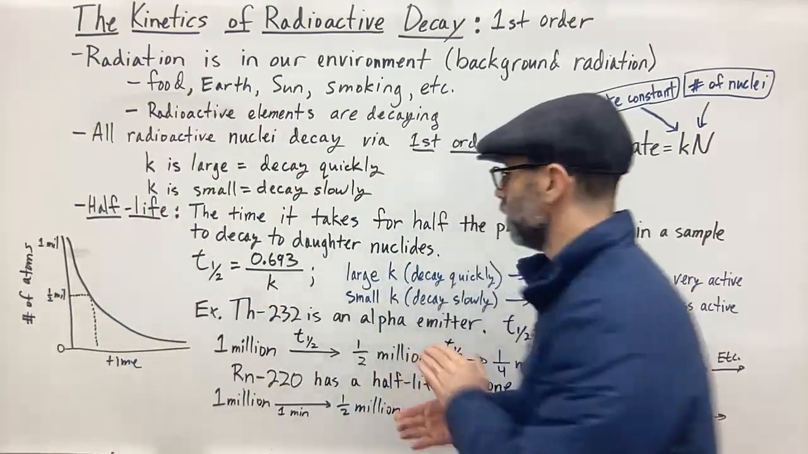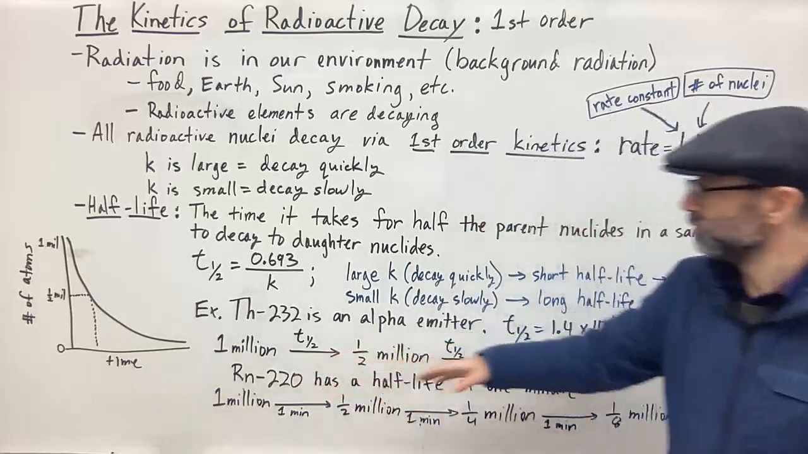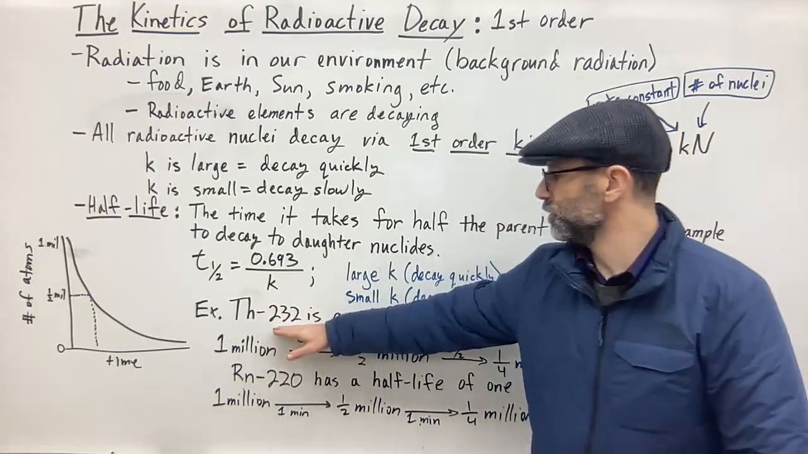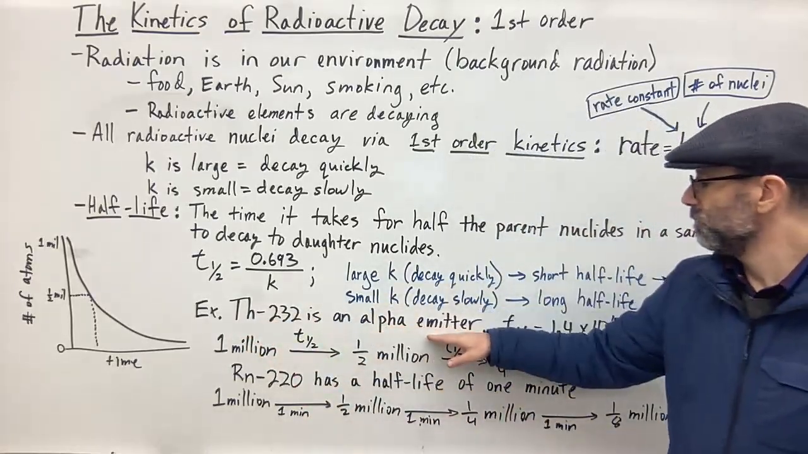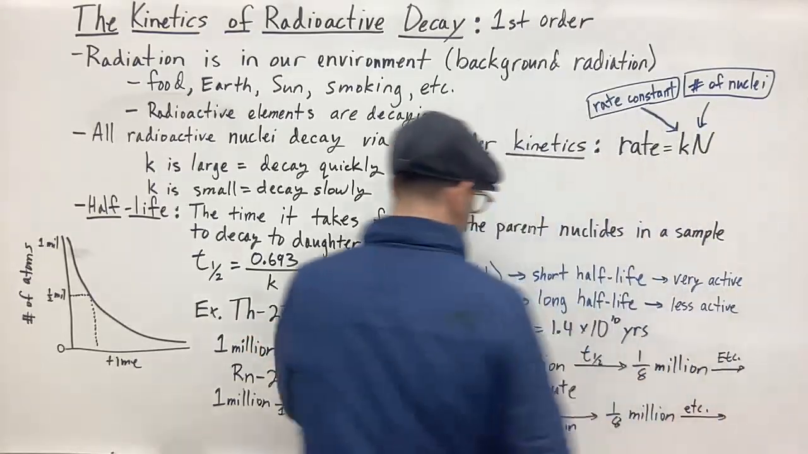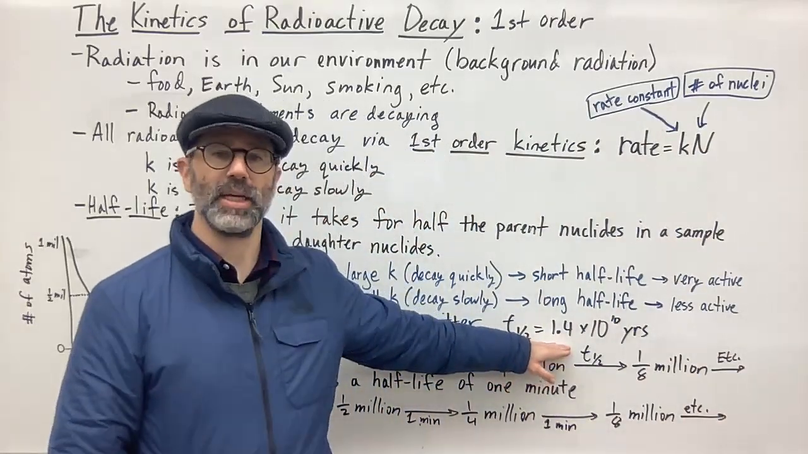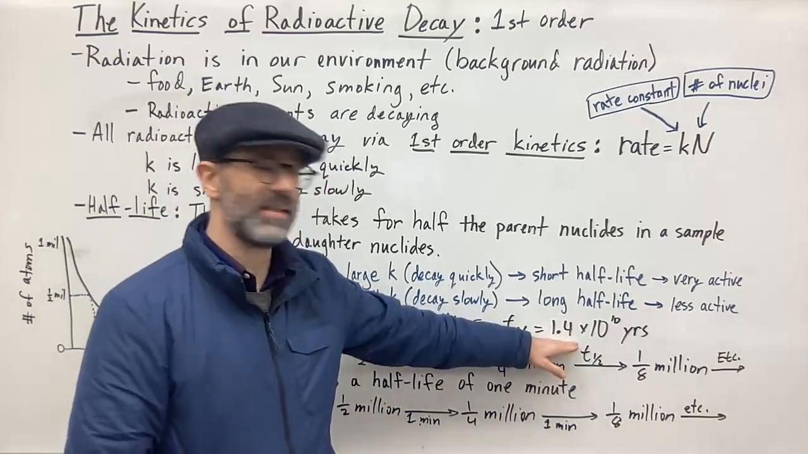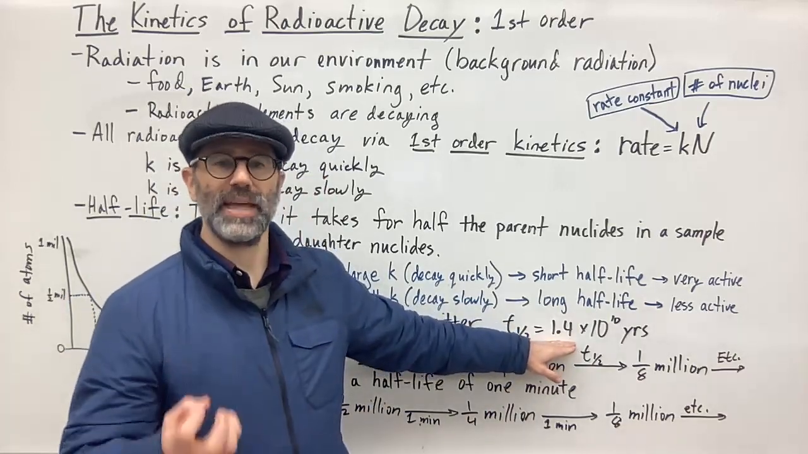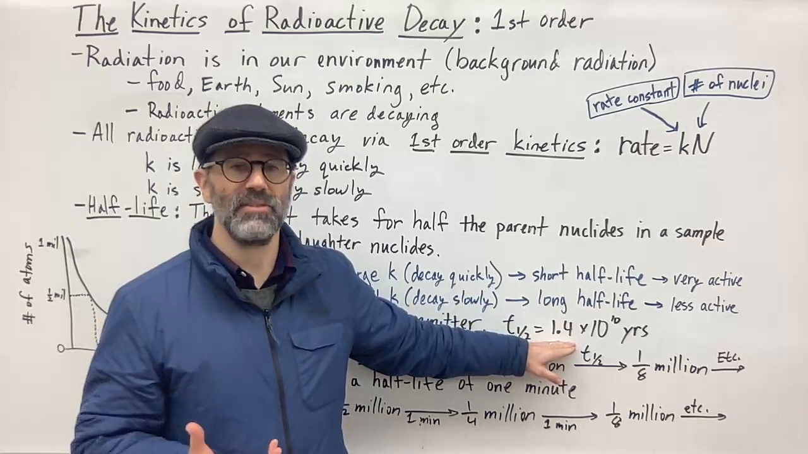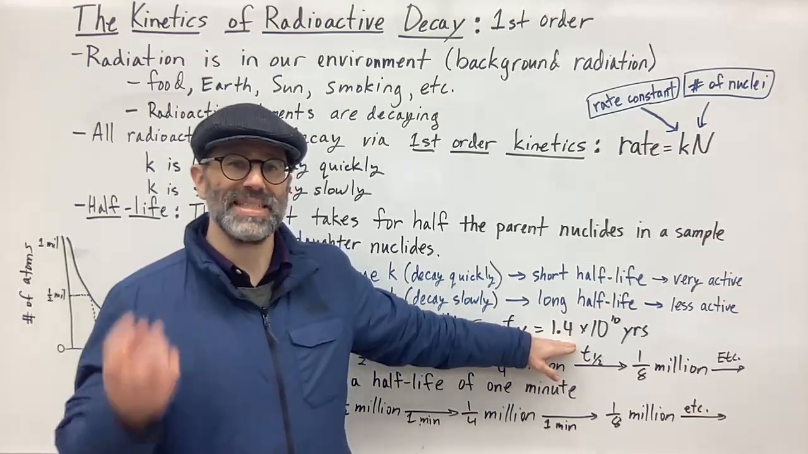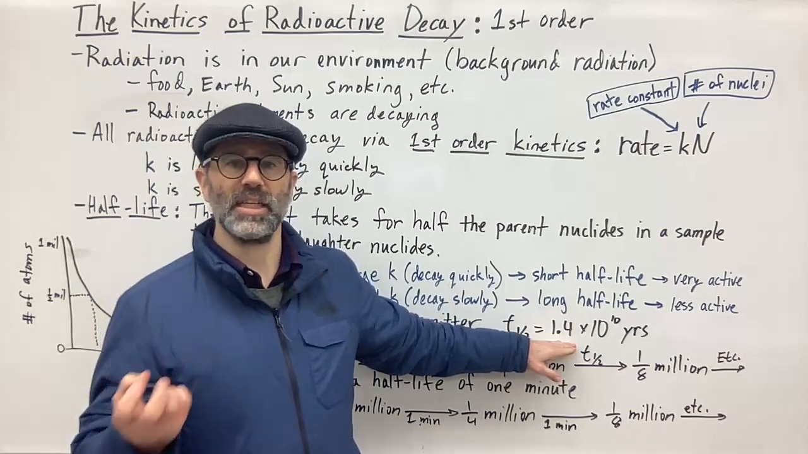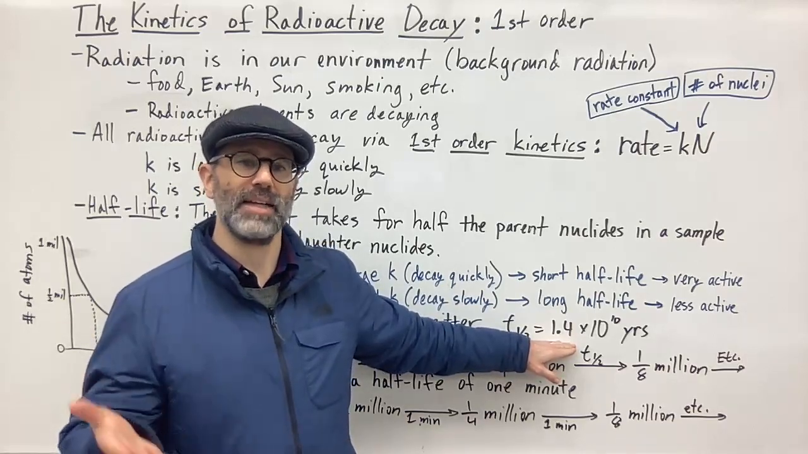So if we go over a couple of examples. The first example is we have thorium-232. It's an alpha emitter, and the half-life is 14 billion years. That means that if I start with a sample, it doesn't matter how big this sample is. If I start with any sample of thorium-232, it will take 14 billion years for half of that to disappear.